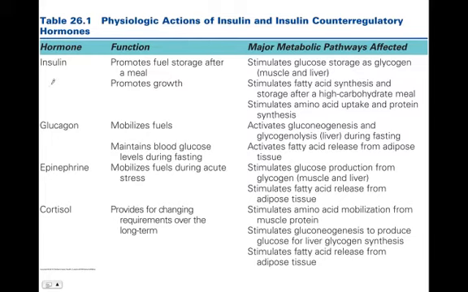So the hormones we'll focus on are insulin, glucagon, epinephrine, and cortisol. And these 4 hormones should be very familiar to you at this point in time. In relation to insulin, insulin is high after a meal, and remember this is going to promote storage. It also promotes growth and protein synthesis. So the primary pathways we'll be impacting here are stimulating glucose storage as glycogen, fatty acid synthesis, and amino acid uptake.